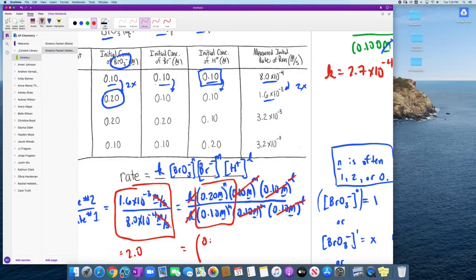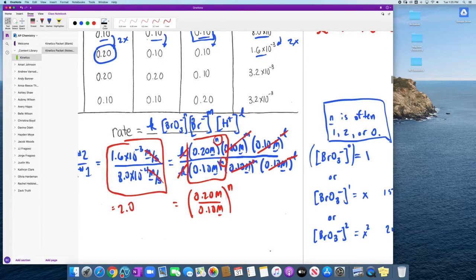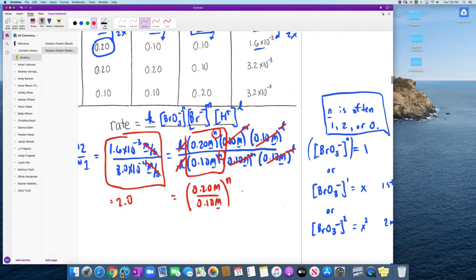And up top it's 0.2. On the bottom, 0.1. The numerator and the denominator are being raised to the n power, so it's just like we took the whole fraction and raised it to the n power. And of course, that simplifies down to 2 raised to the n power. So n must equal 1. 2 raised to the n power equals 2. N has to be 1. Okay, so we've just proved that bromate is first order. And this one right here is first order.